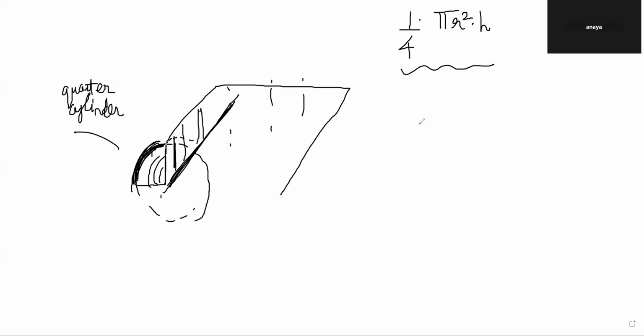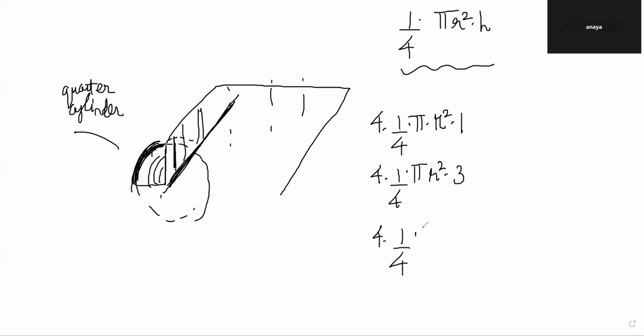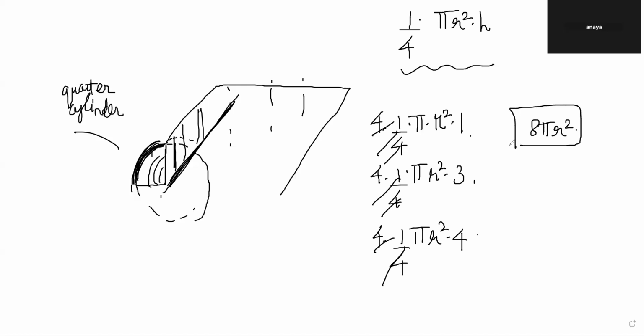Yeah. So 4 times 1 by 4 pi into r square into 1, and 4 times 1 by 4 pi into r square into 3, and 4 times 1 by 4 pi into r square into 4, right? So this all gets cancelled and you have 1 plus 3, 8 pi r square, right? Do you understand what I'm saying right now?